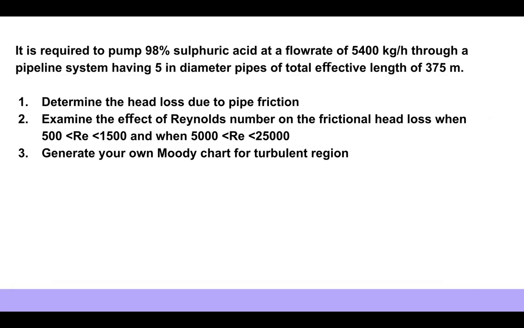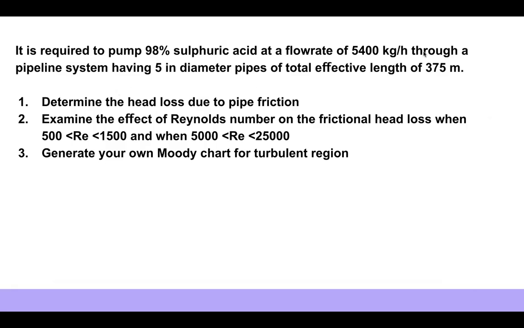First and foremost, the solution that we're discussing is 98% sulfuric acid. Let's imagine there is 2% water or something. And please keep in mind the units also. The flow rate is given in 5,400 kilogram per hour, the pipe diameter is given in inches, and the total effective length is given in meters. So these three are in three different unit systems. You have to bring everything together into one unit system before starting your problem. Otherwise, you might make some silly mistakes.